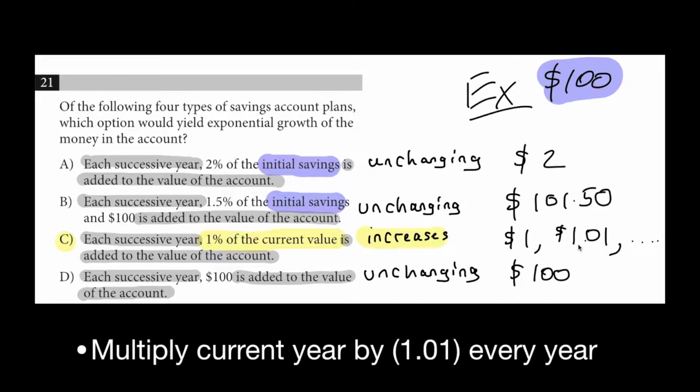So therefore, this is an increasing savings plan. It is exponential growth. So every year you multiply the current value by 1.01, and instead of adding something, you are multiplying. So therefore, it is exponential.